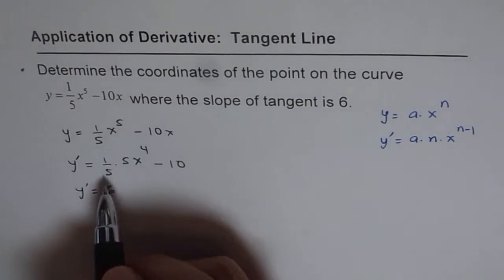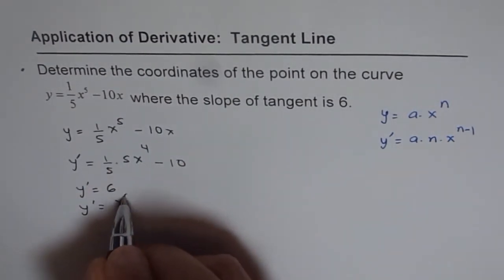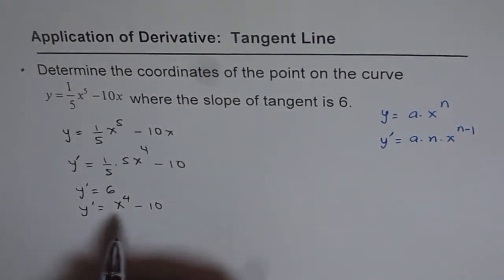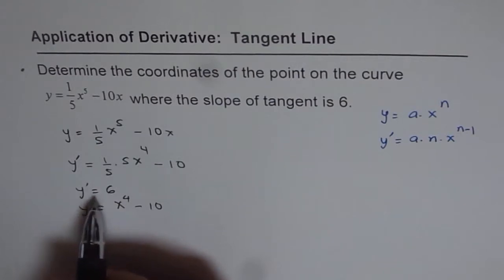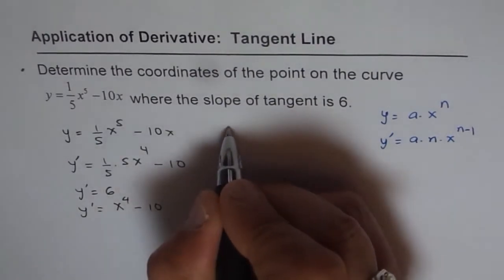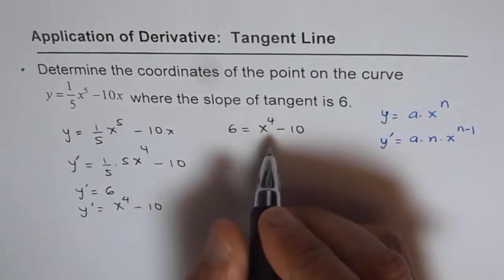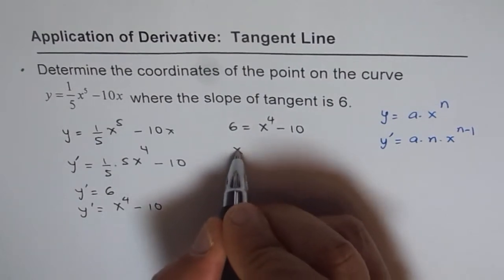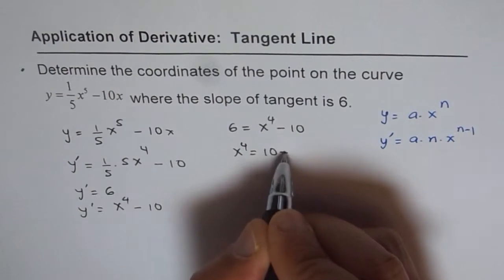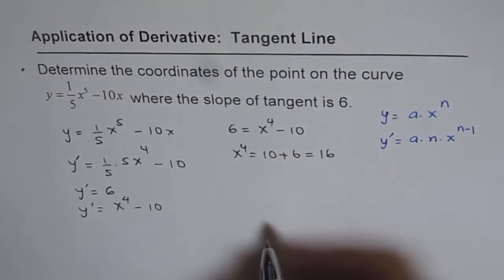If you simplify this equation, we get y dash equals 5 and 5 cancel out, x to the power of 4 minus 10. So we'll use this equation along with the value given to us, which is y dash equals 6, to find x values, correct? So we get 6 equals x to the power of 4 minus 10, and now we can solve it. We say x to the power of 4 equals, bringing 10 to the other side, 10 plus 6, which is 16.